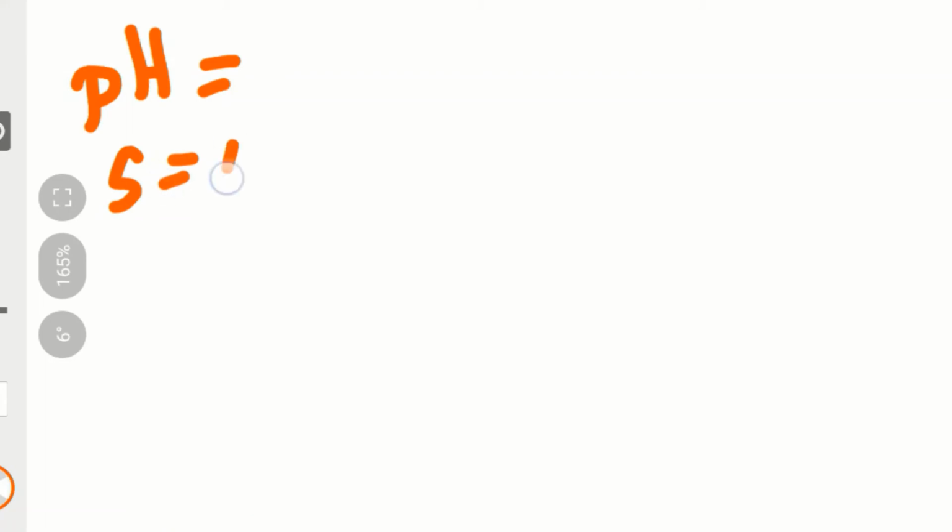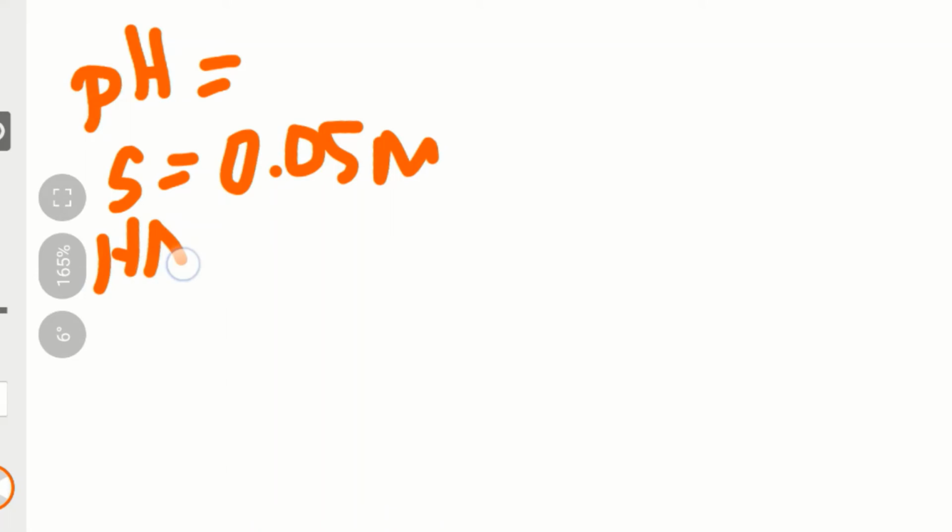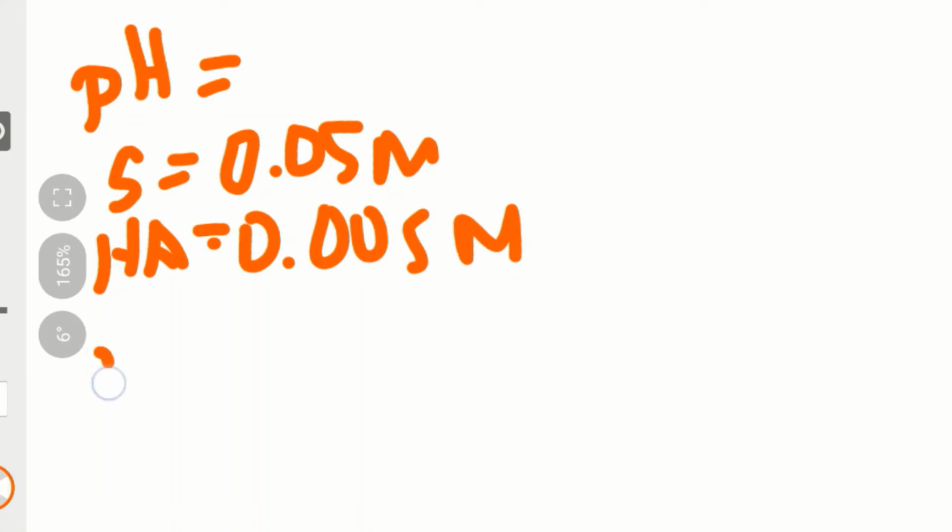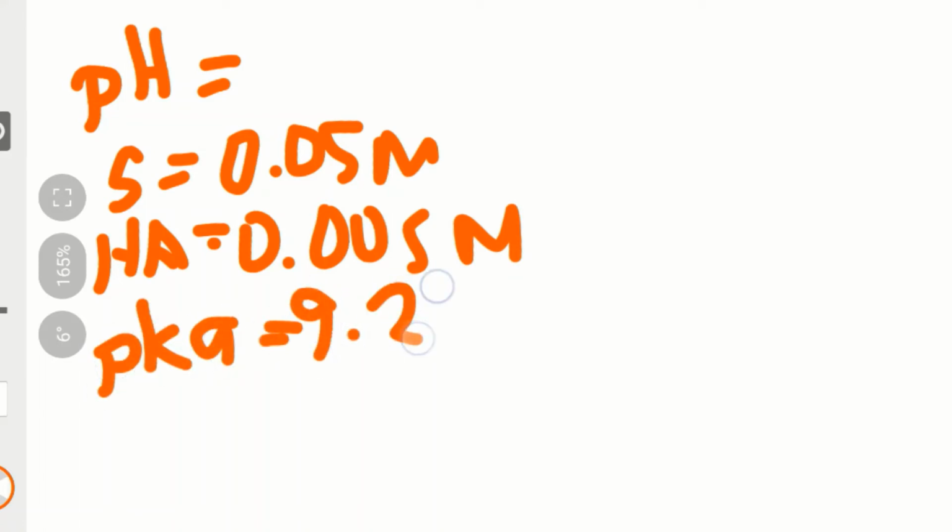Okay, for the second problem, we are actually finding the pH of the buffer solution prepared with 0.05 molar of your sodium borate. Your borate usually is a salt, so that would be at 0.05 M. And your HA here would be your 0.005 boric acid. That's the concentration. The other given to us is the pKa, which is at 9.24.